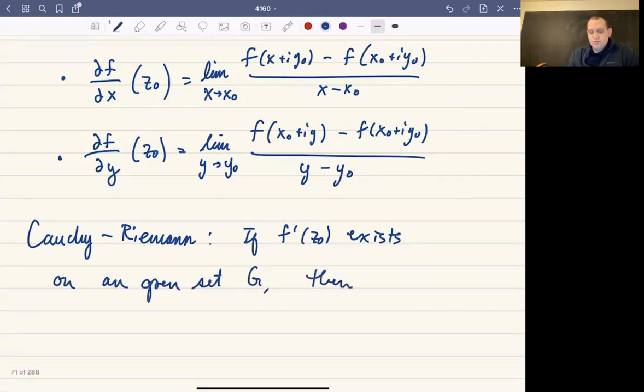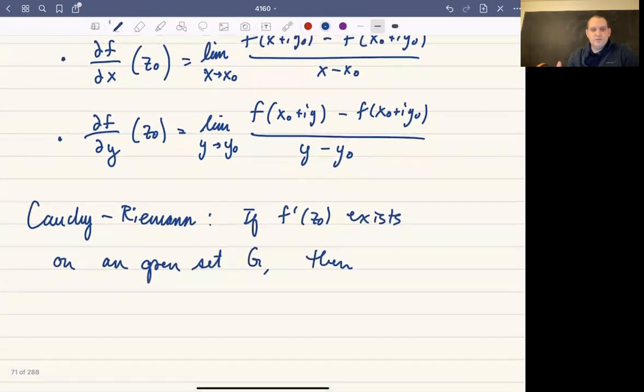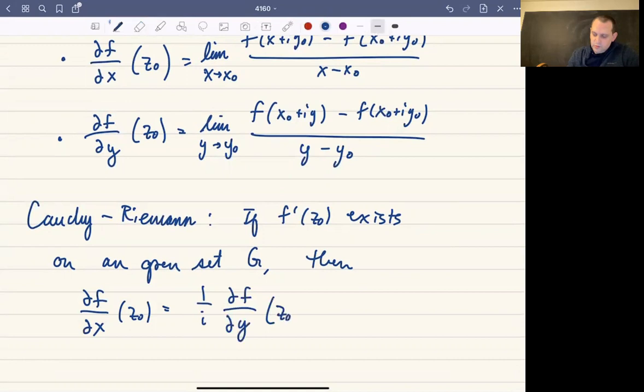then it turns out that the relationship between the partial of f with respect to x and the partial of f with respect to y is that the partial of f with respect to x at z naught is equal to 1 over i times the partial of f with respect to y. And remember that instead of writing 1 over i, you could also write negative i, because they're the same.